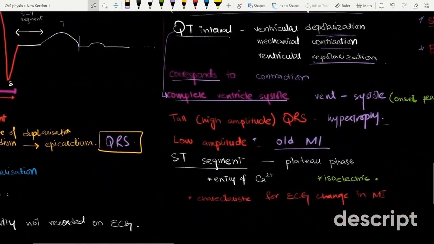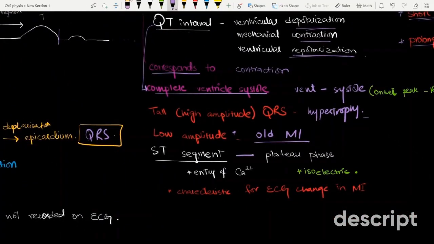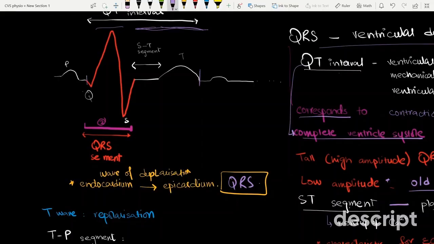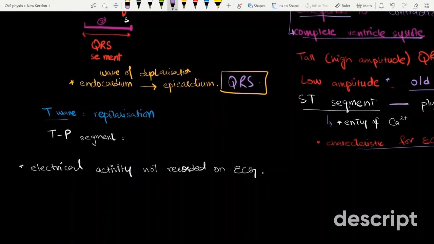Now coming on to ST segment. ST segment, as I just told you, is the plateau phase. It is an isoelectric phase and it is related to entry of calcium. So ST segment is characteristic for ECG change in MI as there is displacement of ST segment in leads overlying infarct. We'll learn this more in detail in next videos. So we're done with P wave, QRS complex, PR interval, PR segment, QT interval, ST segment. We'll move on to T wave.